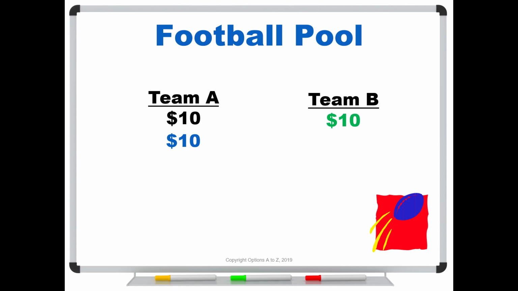You've got $20 invested. If Team A wins, then the money flows from the pot over here on Team B into Team A. There's now $30 in there. We split it between the two people. You walk away with 15. But you spent 20, so you're down 5.